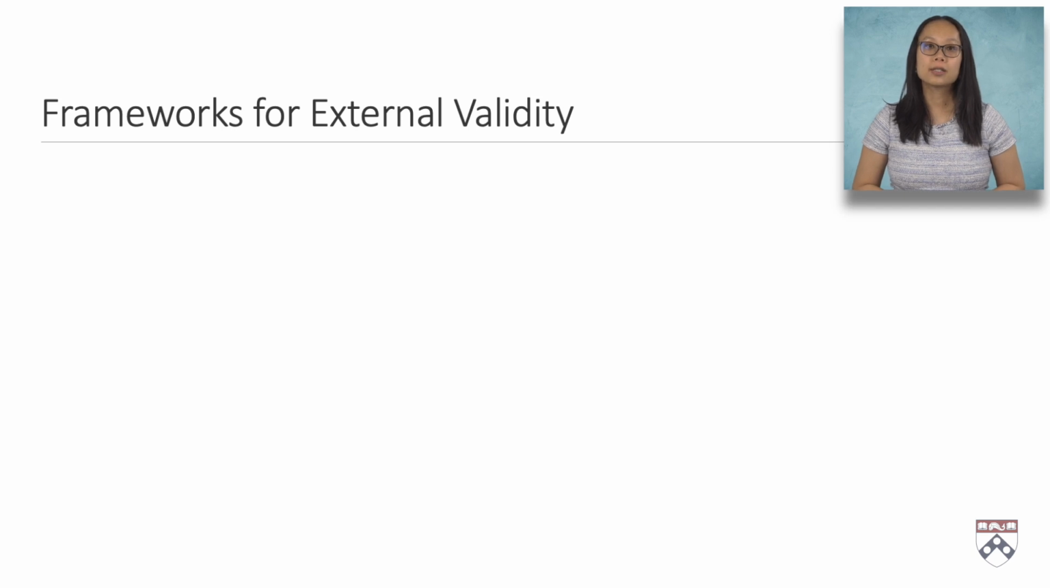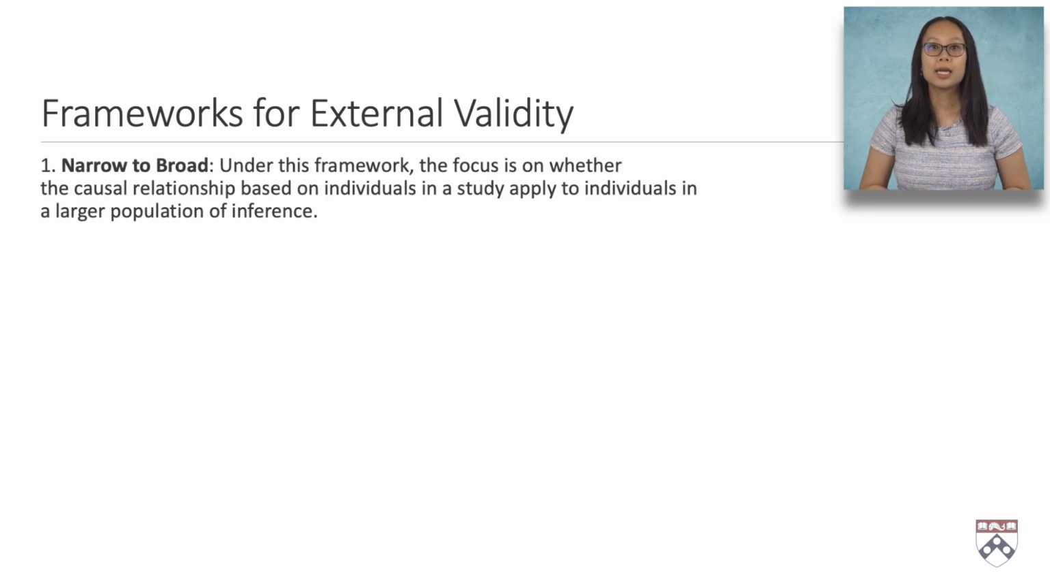In practice, there are several frameworks for external validity, and the first and the most common is known as the narrow to broad framework, in which the focus is on whether the causal relationship based on individuals in a study would apply to individuals in a larger population of inference. So for example, if we were to conduct a study on a sample of schools in Philadelphia, and generalize it to the sample of schools in the entire district or possibly to other schools in the Philadelphia area, this would fall under the narrow to broad setting.